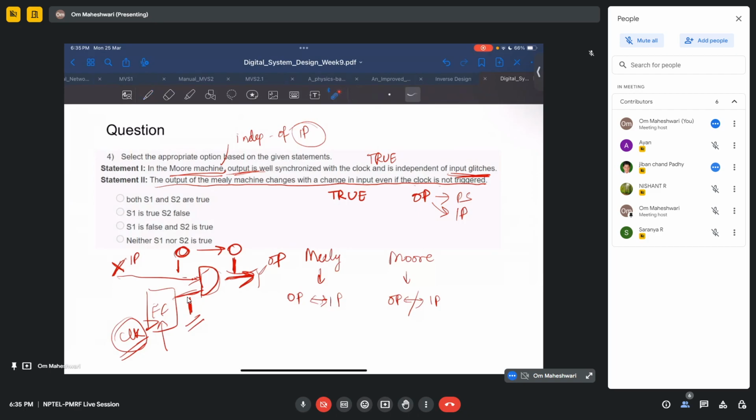No, no, this is not what the question is saying. The question is saying that the output of the machine, even if clock is not triggered, can change. Basically, that is the sense you have to take from here. It may not always be the case, but in some cases, even when the clock is not varying, your output can change because output is directly dependent on your input. So both S1 and S2 are true. Is this clear to everyone? Okay.